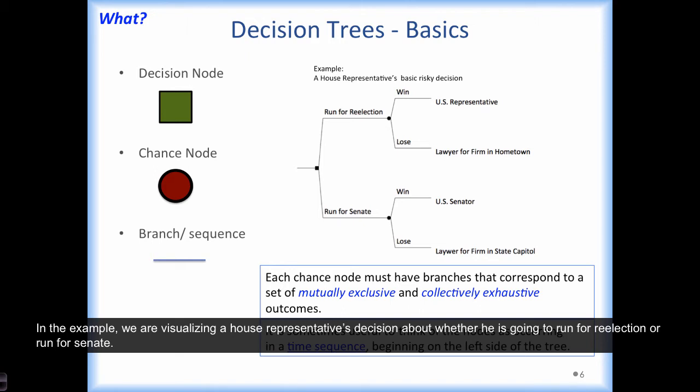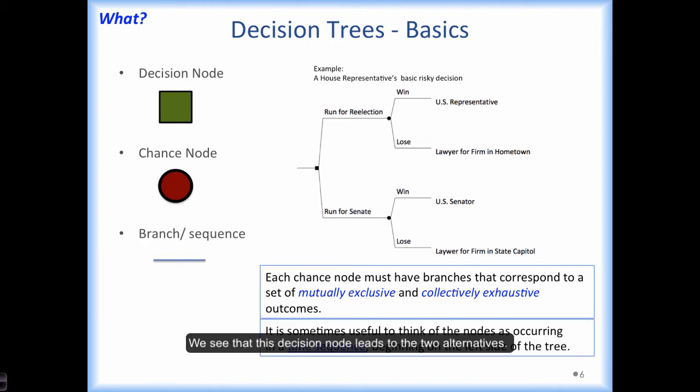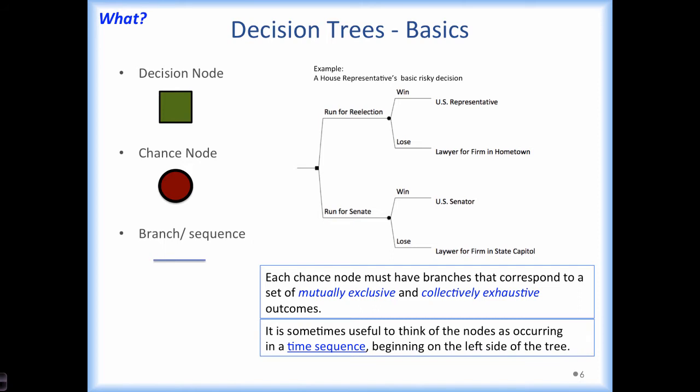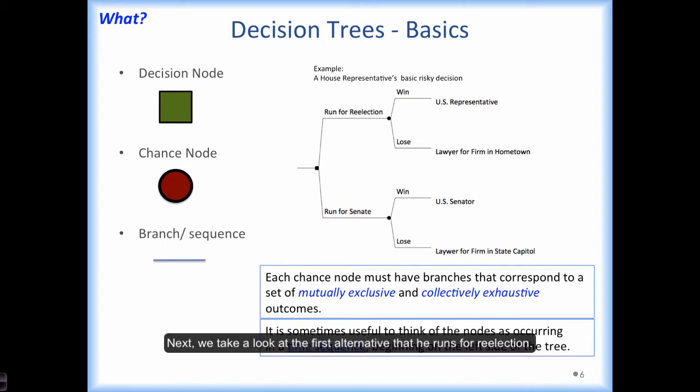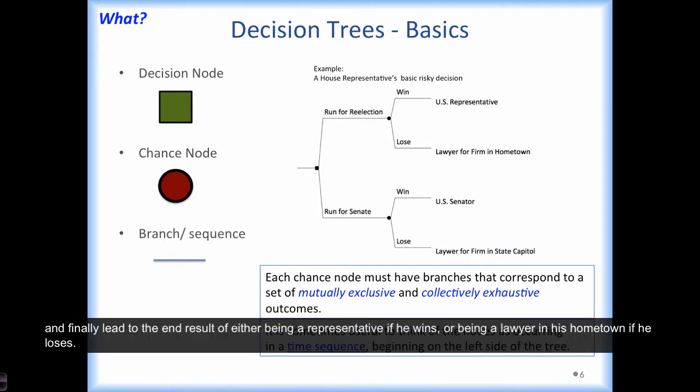In the example, we are visualizing a House representative's decision about whether he is going to run for re-election or run for Senate. We see that this decision node leads to 2 alternatives. Next, we take a look at the first alternative, which is running for re-election. This candidate is faced with the uncertainty that he may win or lose the re-election. The chance node leads to 2 outcomes, win or lose, and finally leads to the end result of either being a representative if he wins or being a lawyer in his own town if he loses.